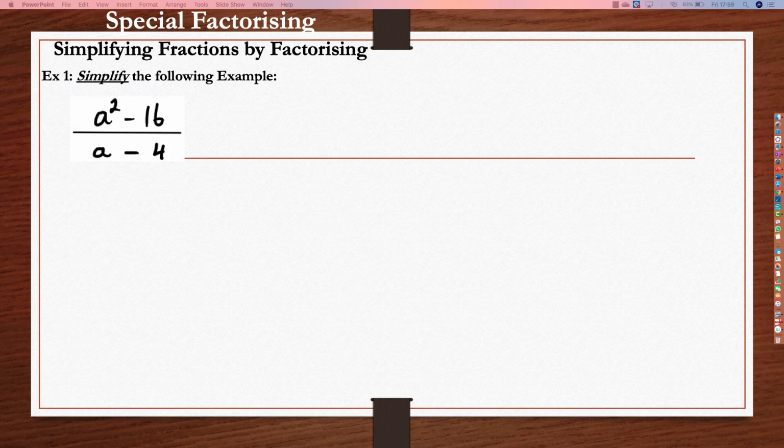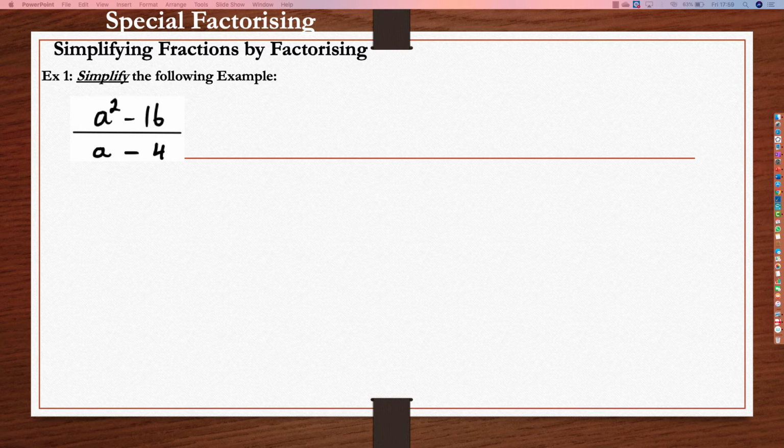Any idea, Steve? Yourself? A plus 4 over 1. How'd you come at that? As the brackets at the top, and just got A minus 4 and A plus 4. Good man. You spotted it as what on top it was? Difference of two squares, exactly. You split it. You got A plus 4 and A minus 4.